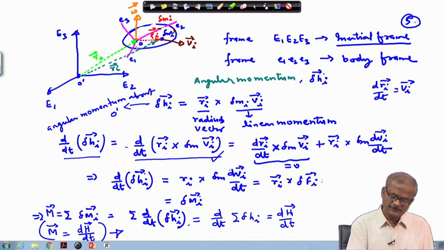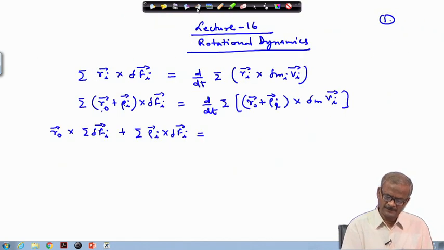R0 is a fixed point, while we have to sum over the body. This point will be varying, since there are a number of points in this body over which we take the summation, but R0 is only one point and does not depend on the summation. Therefore we have taken it outside the summation sign.